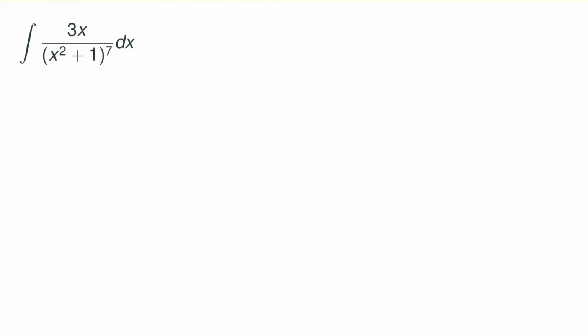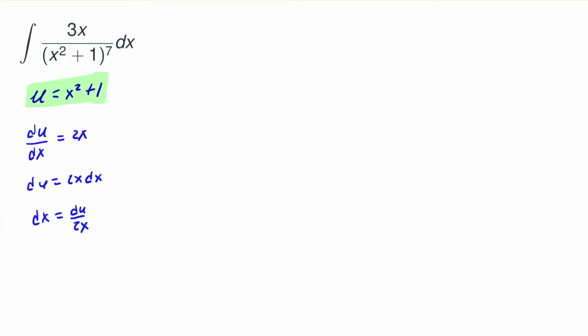Indefinite integral of 3x over x squared plus 1 to the 7th power dx. So first we need to let u be x squared plus 1. Then du dx equals 2x. Then du is the same as 2x dx. We can solve for dx. dx equals du over 2x. So using this u and dx equals du over 2x, we need to substitute.